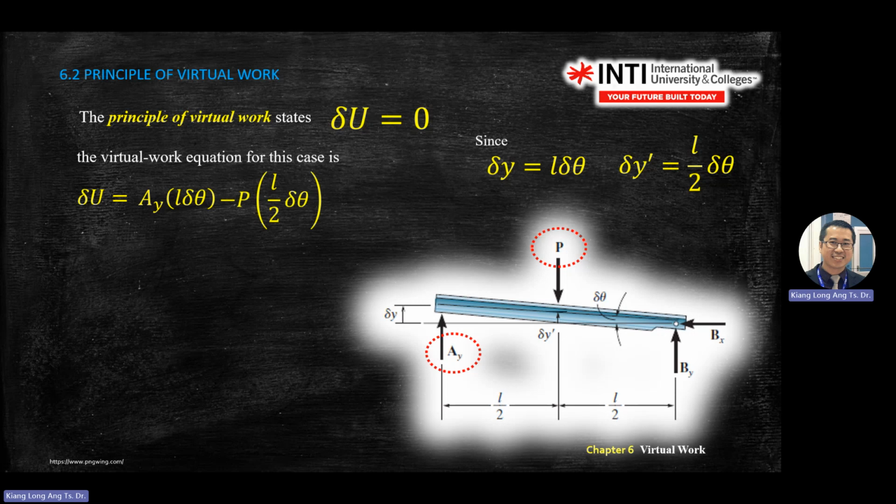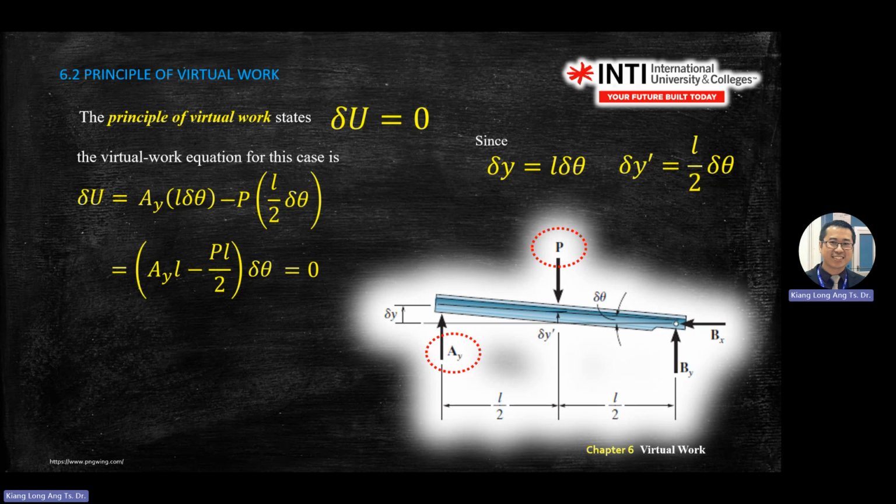P times delta y is negative, because P and delta y are in different directions. Different vector directions, that's why the work generated is negative. So P and delta y prime are in different directions, so you generate negative work. Okay. Then since in this diagram there's no moment, there's no need to do the moment work. Then you simplify the equation and pull out the delta theta.